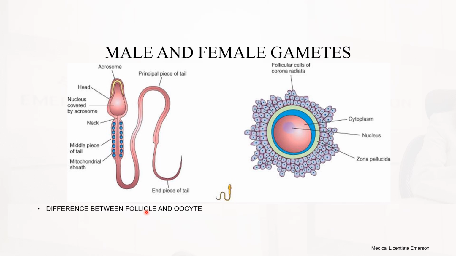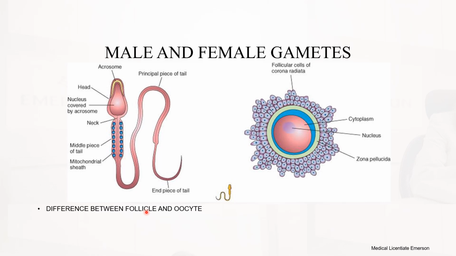So the follicle and oocyte are two closely related but distinct structures in the female reproductive system. So number one, let's start with the follicle. A follicle is a fluid-filled sac within the ovary. Number two, the follicle is one which contains and nurtures the developing oocyte. This is the most important difference.